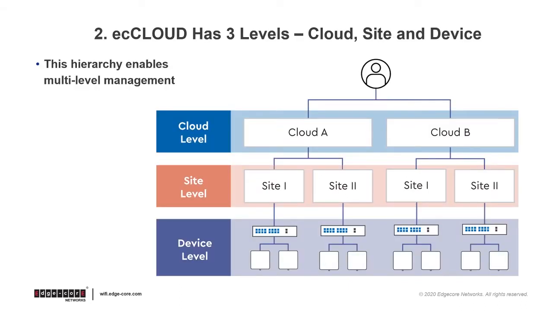The second thing to know about ecCLOUD is that it is composed of 3 levels, which are cloud, site, and device, going from the top to the bottom. In ecCLOUD, you can own multiple clouds, where each cloud can have multiple sites added. Then under each site, you can have multiple devices registered. Site-level settings can also be configured and inherited by devices to help you quickly set up your network.